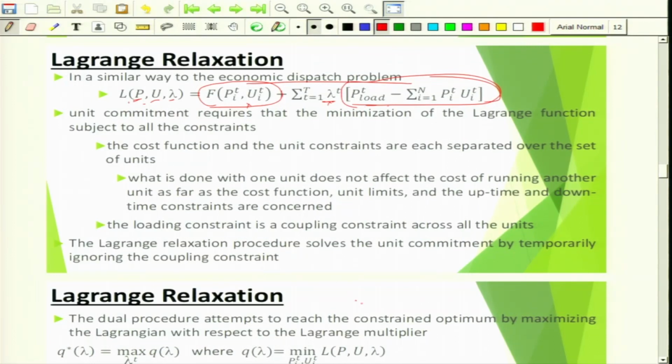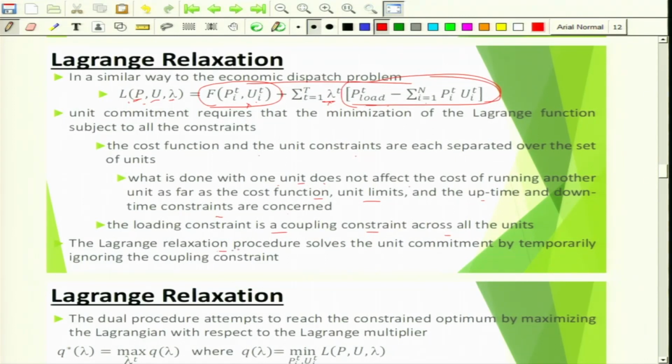Now unit commitment requires the minimization of the Lagrange function subject to all the constraints. The cost function and the unit constraints are each separable over the set of units. That means what is done with one unit does not affect the cost of running another unit, as far as the cost function, unit limits and the uptime and downtime constraints are concerned. That means now the individual generator can be dealt with in a separate way, and the loading constraint is a coupling constraint across all the units.